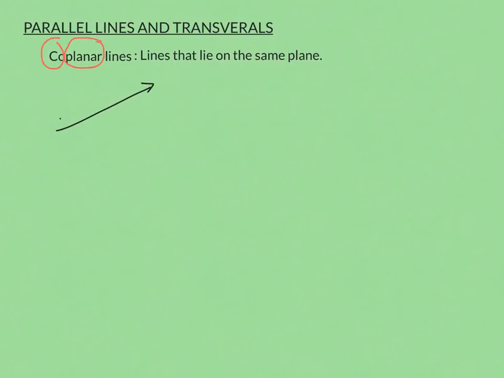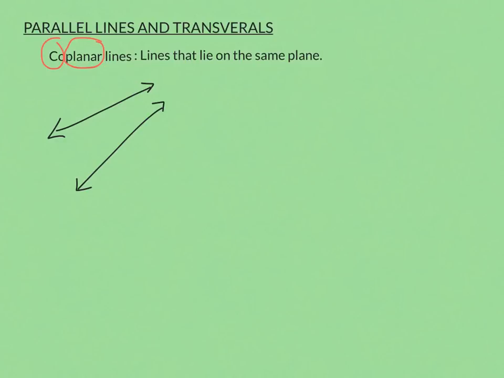Welcome to my video on parallel lines and transversals. First, we'll look at coplanar lines. In case you're wondering what coplanar lines are, think about the word co and planar. So we know that collinear points are points that lie on the same line, and coplanar lines will be lines that lie on the same plane. So you can think of it as lines that you draw on a flat surface.